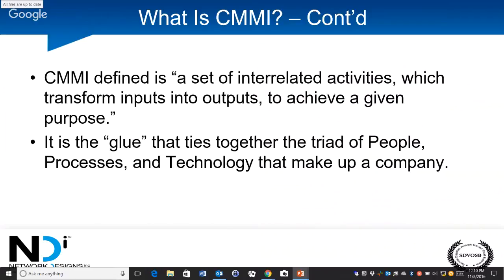And CMMI, furthermore, is the glue that ties together the triad of people, processes, and technology that make up a company. So in other words, if you look at a company, it's basically three things. It's the people that are involved, and it's the processes that we go through and use, as well as the technology that we use to get to the end goal of our product. And CMMI is the glue that works amongst all three of those things to make sure that we're doing everything efficiently, that we're doing it the best that we can. So that's why we call it the glue that binds everything together.